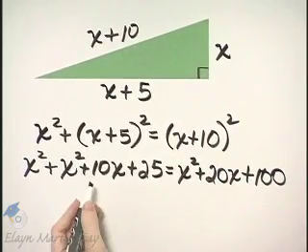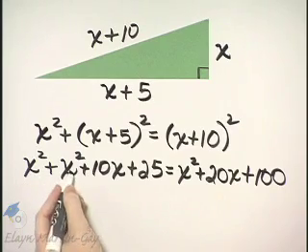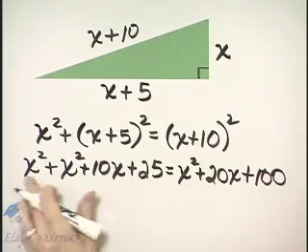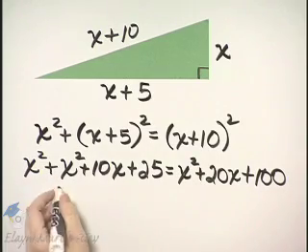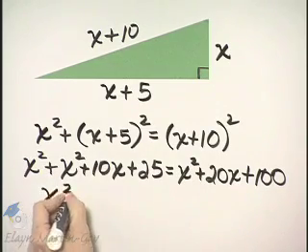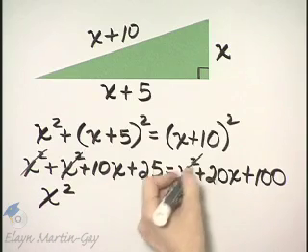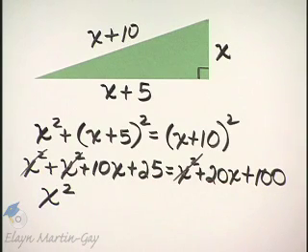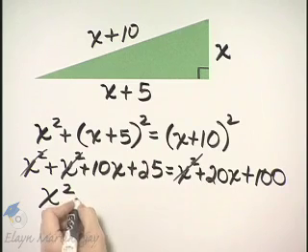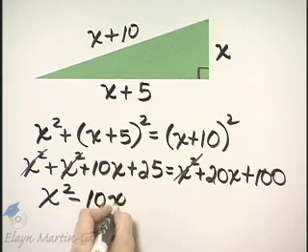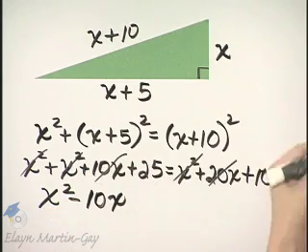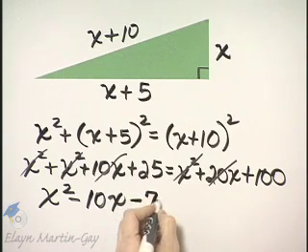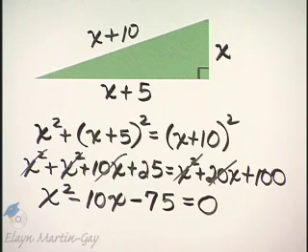And now, let's see what we have. We have x squared plus x squared, and then I'm going to subtract x squared, so that's 2x squared minus x squared is x squared, and I've taken care of these terms. I have 10x minus 20x. I'm subtracting 20x from both sides, so that's minus 10x. And then I have 25 minus 100, that's negative 75 is equal to 0.